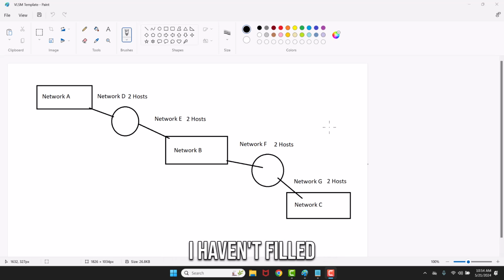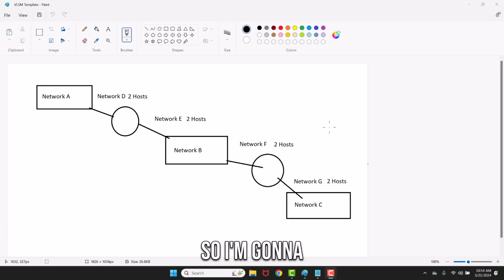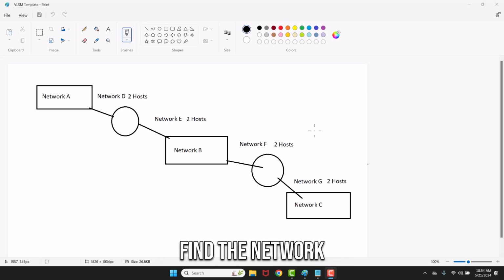Now, I haven't filled in what I want for each of the other networks because I'd actually like to demonstrate this twice. So, I'm going to start with the largest amount, and that's how you typically have to solve a problem if you're doing variable length subnet masks. Find the network that you need the most hosts on, and then come down from there. And I'm also going to be doing this with a Class C network ID, just to go over the adjustments that we have to do in a Class C one more time.